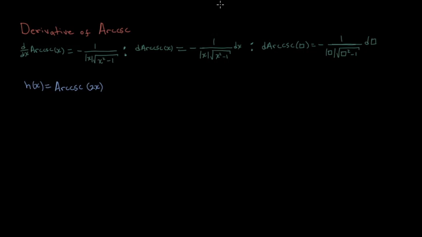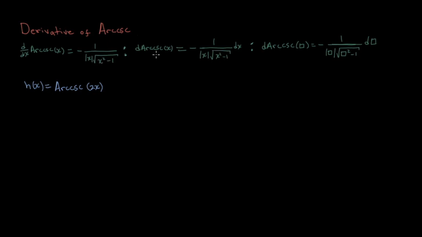In this video, we're going to cover how to calculate the derivative of an arccosecant function. So, d by dx of an arccosecant function is negative 1 over the absolute value of x times the square root of x squared minus 1.